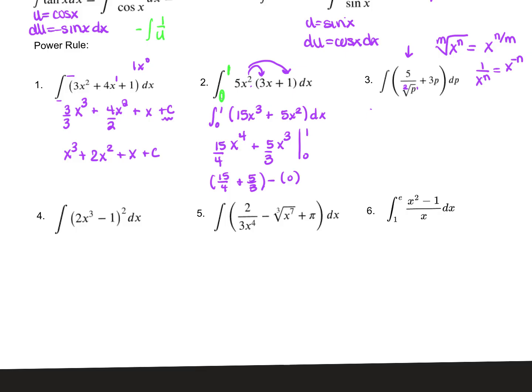So this is really going to be 5, and then p to the negative 1/2. 1/2 because it had the radical, negative because it was on the bottom, plus 3p. And then we integrate. If we add 1 to negative 1/2, we get 1/2. And then we're going to divide by 1/2, which is multiplied by the reciprocal 2. So you're going to multiply by 2 over 1. And then 3p squared over 2, and then plus c.